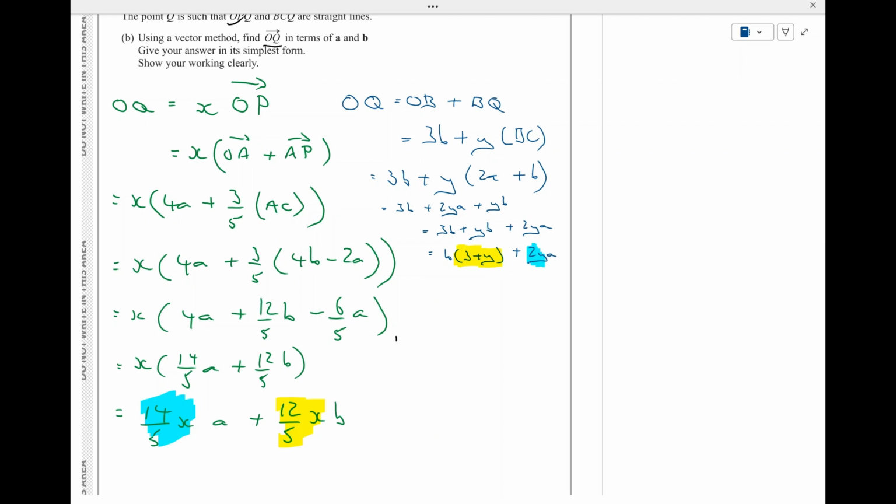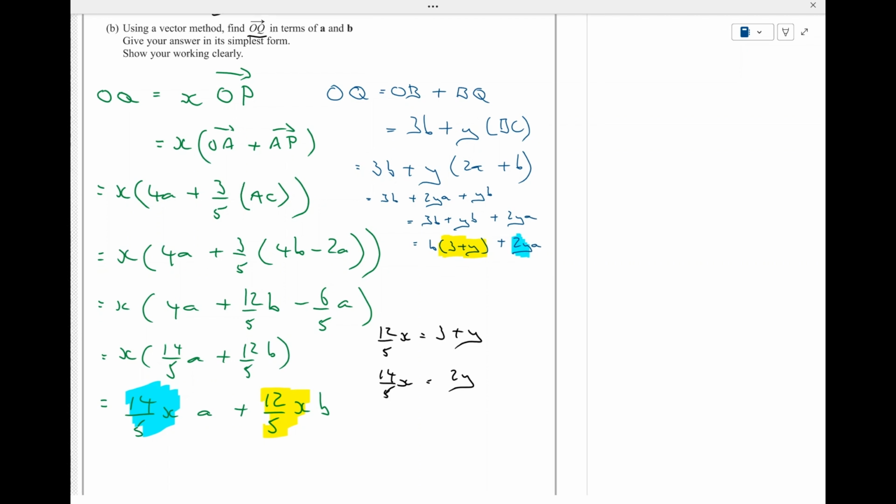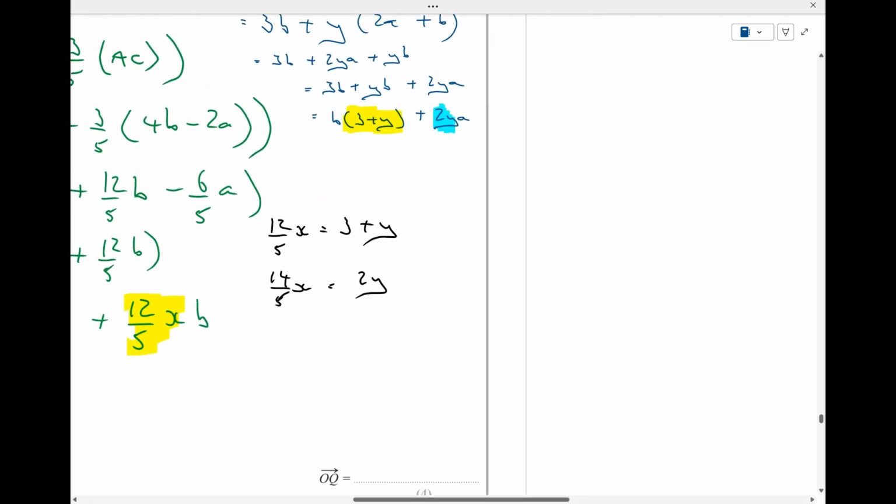I can write 12 over 5x equals 3 plus Y. That's the number of B's in the green equals the number of B's in the blue. And I can write 14 over 5x, the number of A's in the green, equals 2Y, the number of A's in the blue. And I can solve these equations simultaneously now.